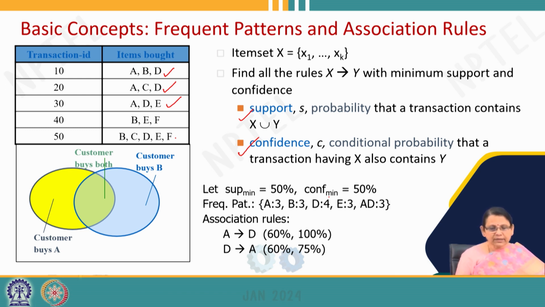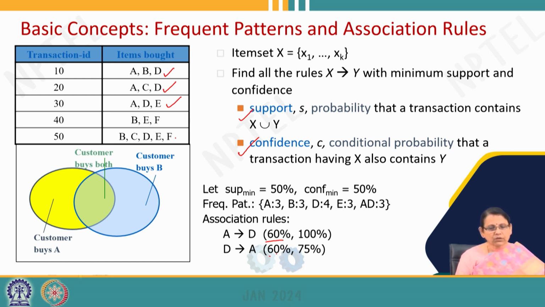Now, how many times are A and D bought together? 3 times. And out of how many transactions? Out of 5. Out of 5 transactions, there is evidence of A and D occurring together in 3. Which means we have 60% support for A and D occurring together.